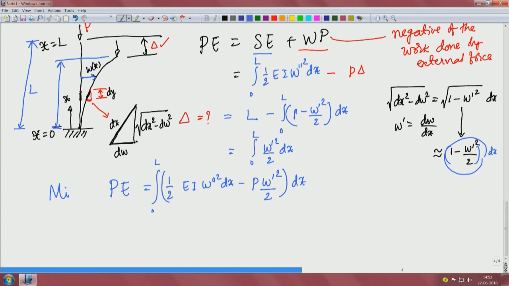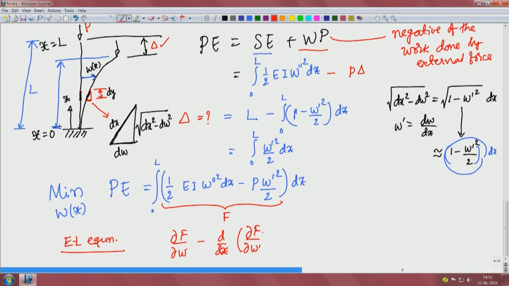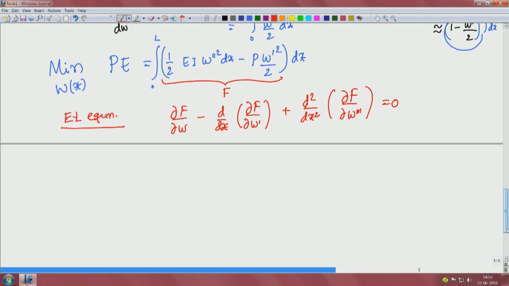Using principle of minimum potential energy, we minimize that with respect to this w of x, and when you write the Euler-Lagrange equation for it, for that this becomes our integrand f. So, there will be dou f by dou w minus d by dx of dou f by dou w prime plus d square by dx square of dou f by dou w double prime equal to 0, and there will be boundary conditions. Okay. That is what we have. We will write it for this.